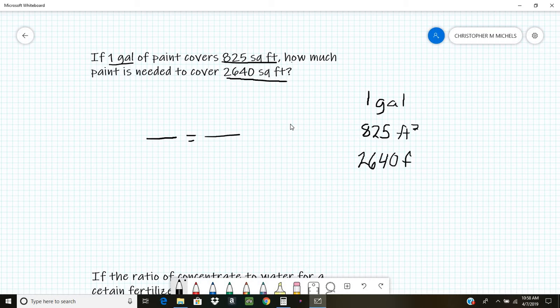2,640 square feet. Just so you know, you can express square feet like that or like that. It's the same thing. We'll talk about that more when we get to the unit conversions in the next module. So we look at this one.